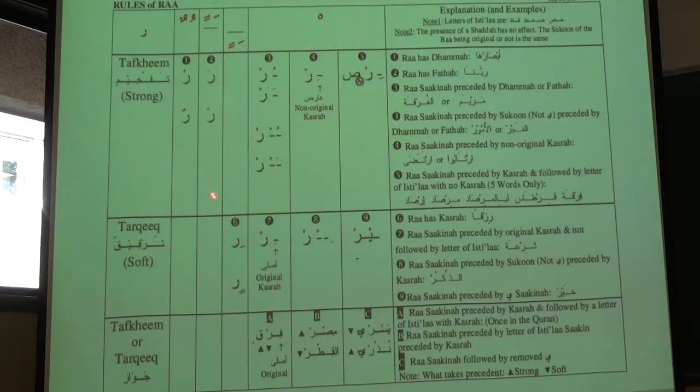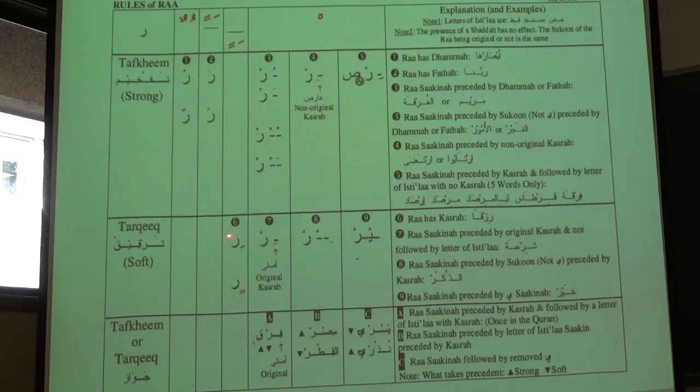The third column here, second row, is when the ra has a kasra, or a double kasra. Unless you want to go in order. I'll tell you the difference now. The reason I mentioned this first, number 6, which is when the ra has a kasra, and the example here is rizqan, or rizqa. So the ra is soft. Rizqa.